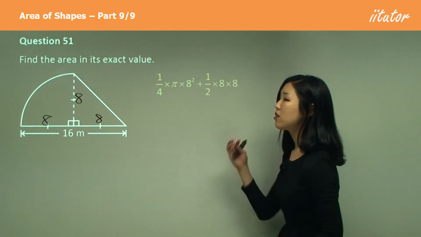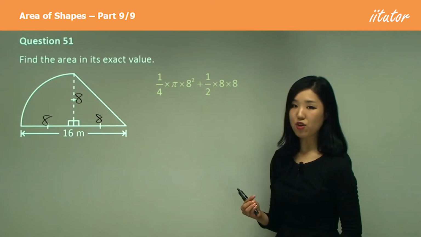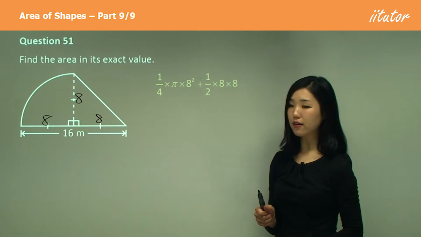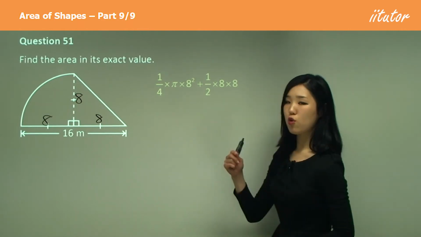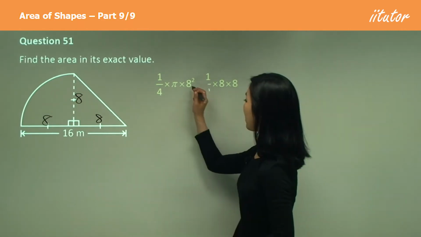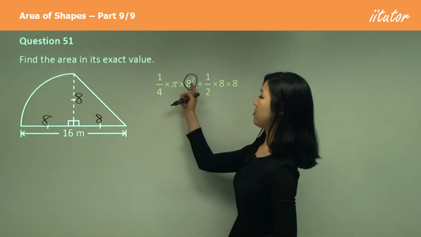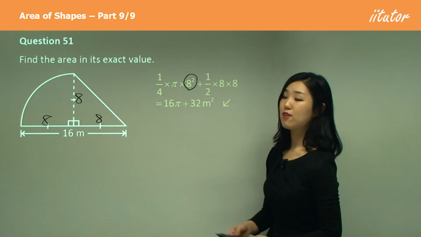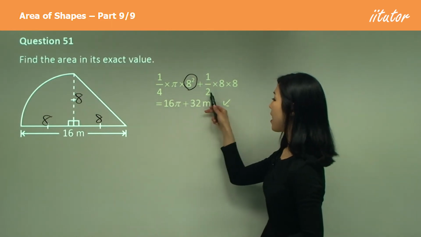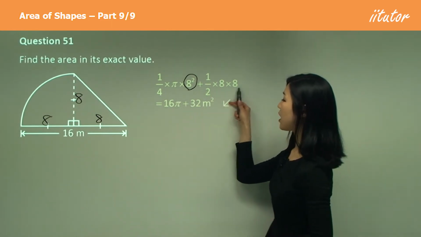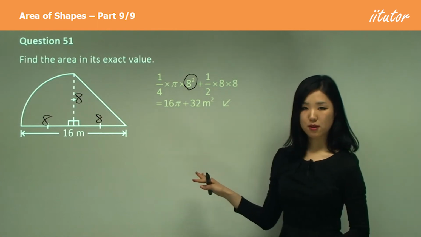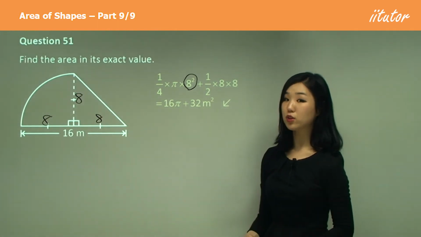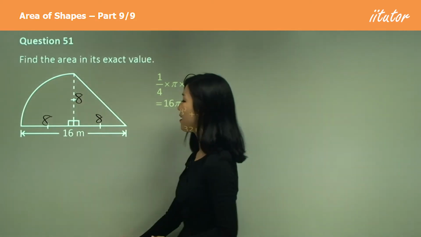And because they wanted you to put the answer in exact value, don't put it in your calculator. Don't do that, otherwise you'll lose marks. Simplify it using your little algebra skills. See how 8 squared is 64? 64 divided by 4, that gets you 16. So 16 pi. And half times 8 is 4. 4 times 8 is 32. So 16 pi plus 32 meters squared is the answer in exact form. Do not put it into your calculator, all right?